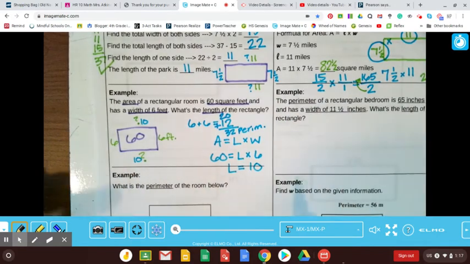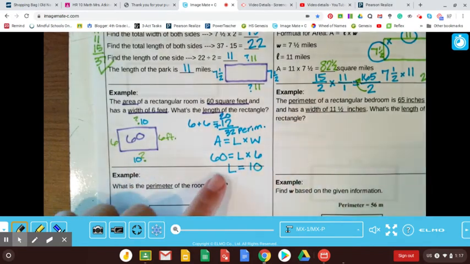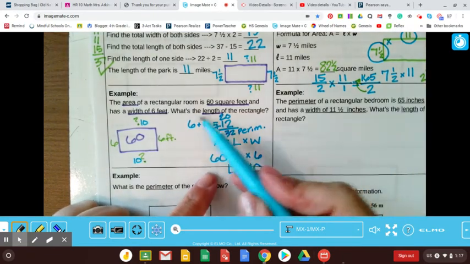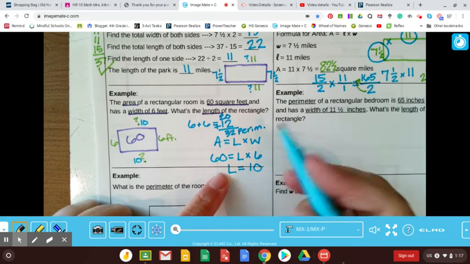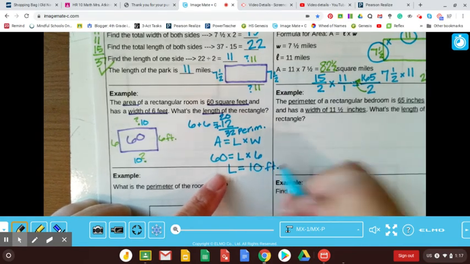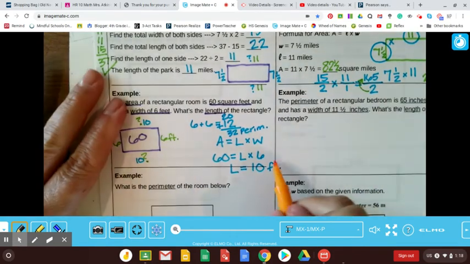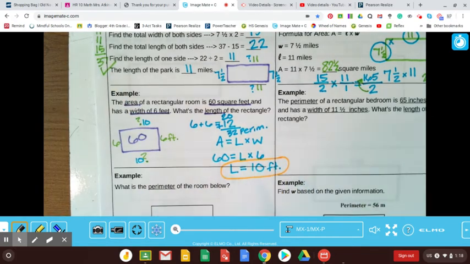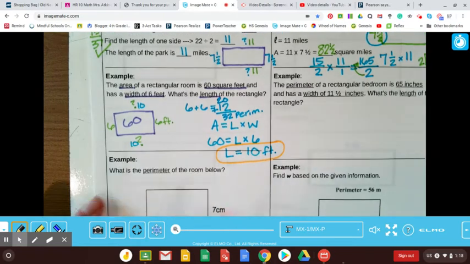All right, good job. So I'm going to circle my answer here. My answer, the one that they actually asked, what is the length of the rectangle? Our length is 10 feet. We always want to make sure that we're putting that unit on there, 10 feet. All right, let's do another one.